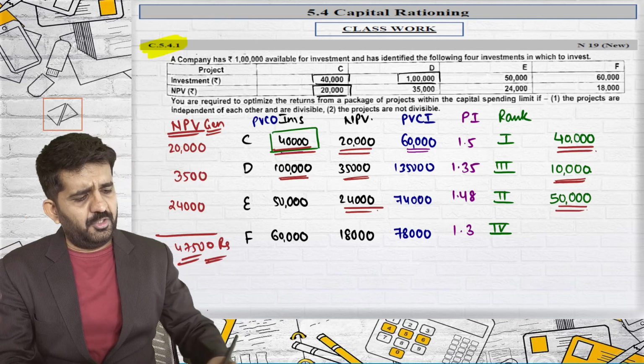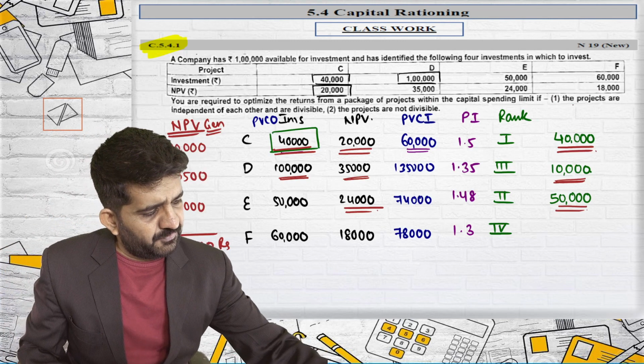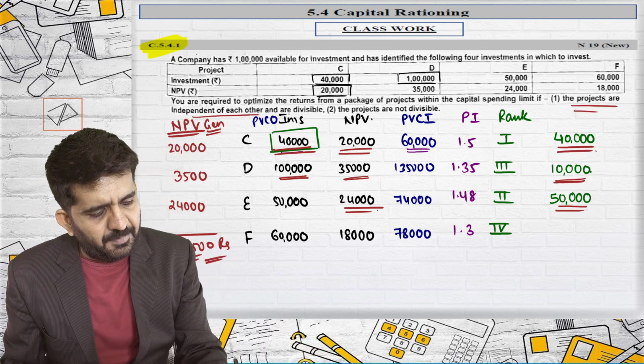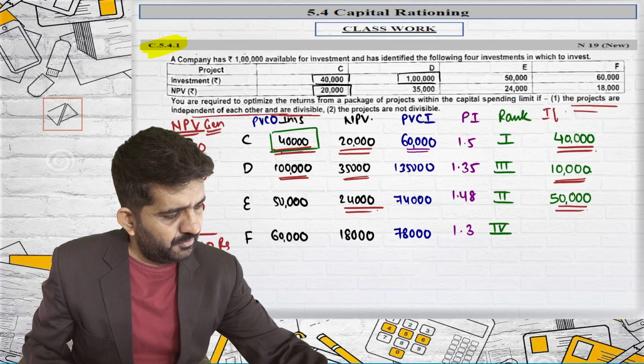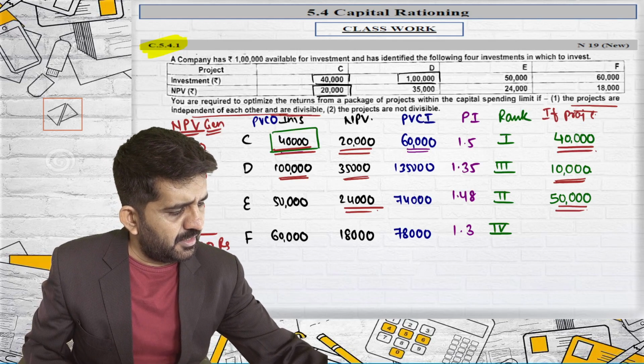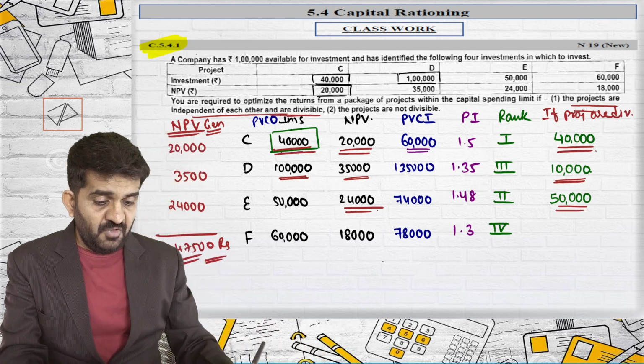This is not required. You are just required to find out the package of the projects. If the projects are independent and are divisible, we have found out the answer. If the projects are not divisible, then there is a problem.